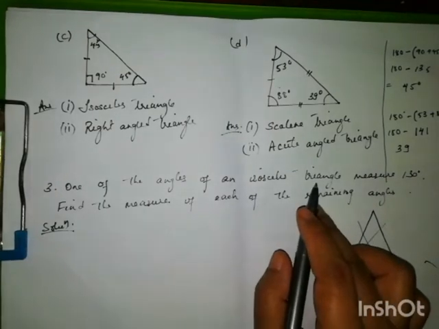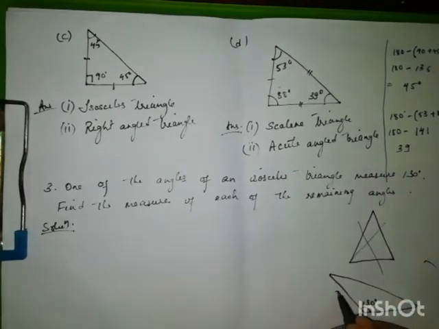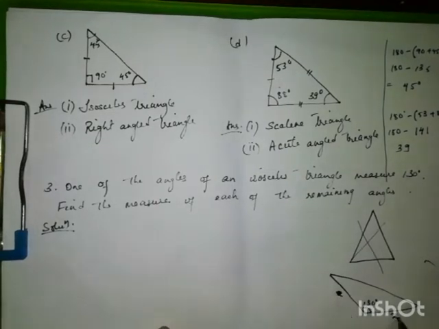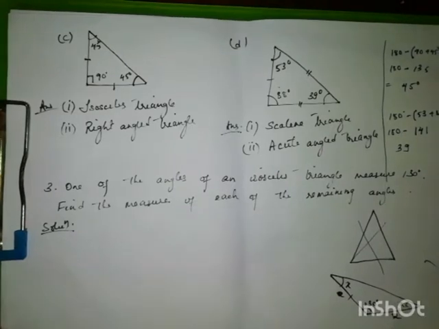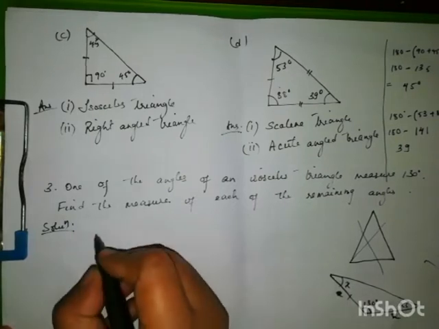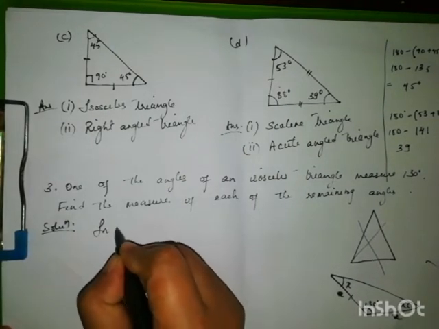Isosceles triangle, two sides are equal. Let the two sides be x. Two sides are equal, so the opposite angles are also equal, so let them be x. Now we solve for the value of x.